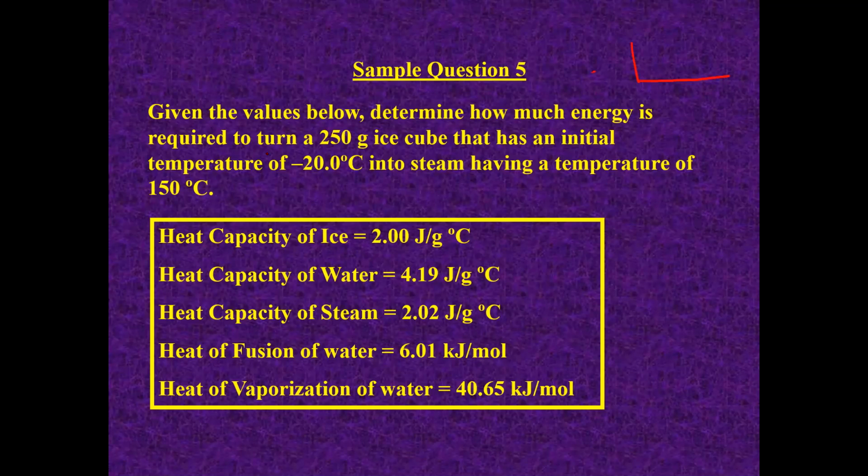Given the value, determine how much energy is required to turn 250 grams of ice that has initial temperature minus 20. Okay, so there's my graph. Into steam. Whoa. Okay, we have got a fair bit to do here. That's minus 20. That's 0. That's 100. And that's 150 degrees Celsius. So we have to do two calculations with phase changes here and here. We go Q equals n times heat of fusion, and Q equals n times heat of vaporization.